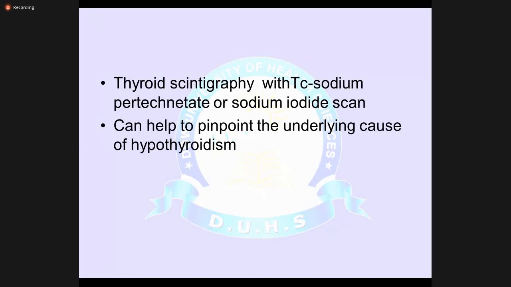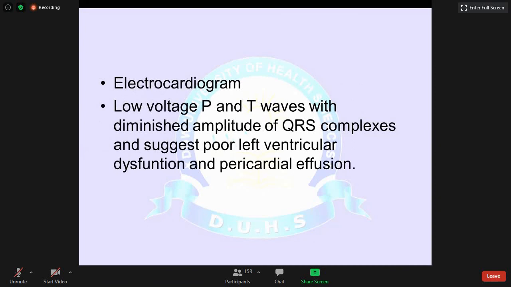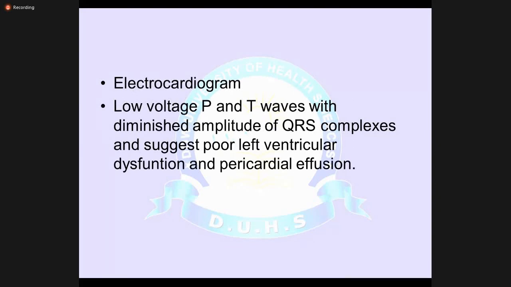So now you know what is hypothyroidism, what is primary, what is secondary, what is tertiary hypothyroidism, and what are the clinical features of hypothyroidism in a neonate or an infant or child, and how do you investigate a child who is having hypothyroidism. Then we reach another investigation that you can do in a suspected case of hypothyroidism, that is the electrocardiogram.